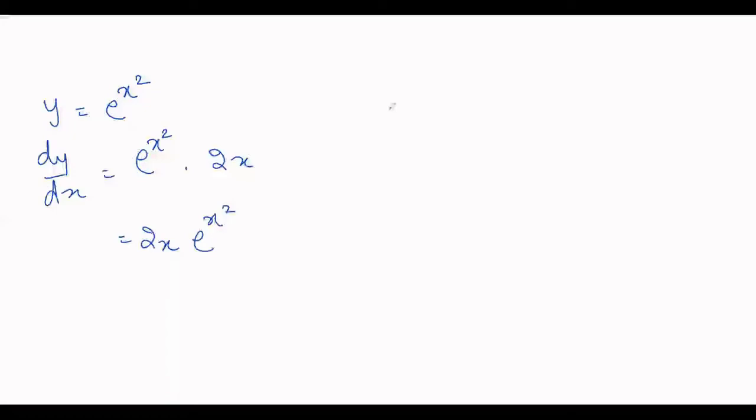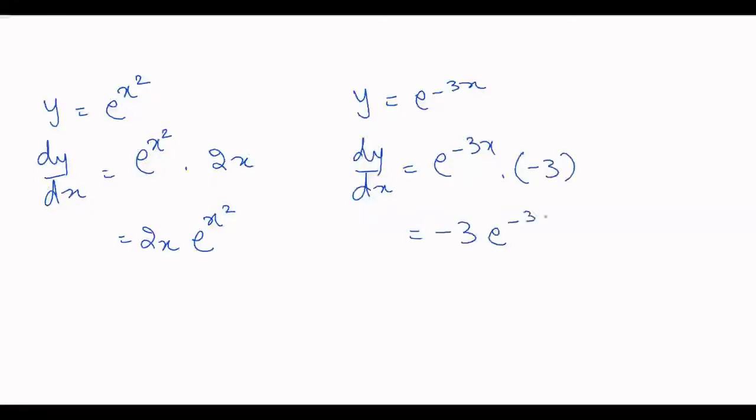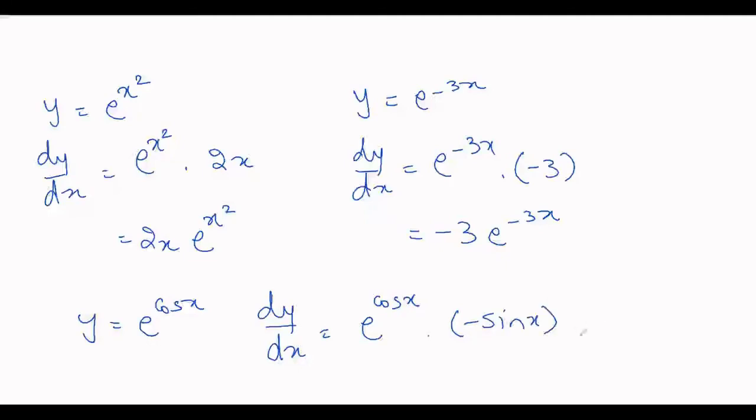Next, y is equal to e power minus 3x. So dy by dx is equal to differential of e power x is e power x, so e power minus 3x into coefficient of x, which is minus 3. So minus 3 e power minus 3x. Next, y is equal to e power cos x. So dy by dx is equal to differential of e power x is e power x, so e power cos x into differential of cos x, which is minus sin x. So I'm going to rewrite this minus sin x into e power cos x.